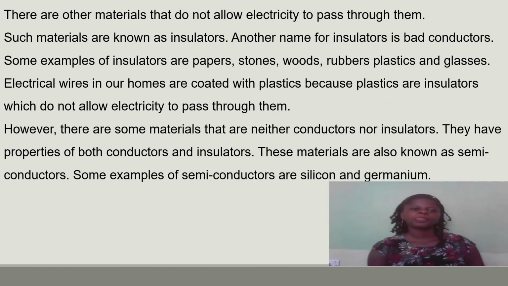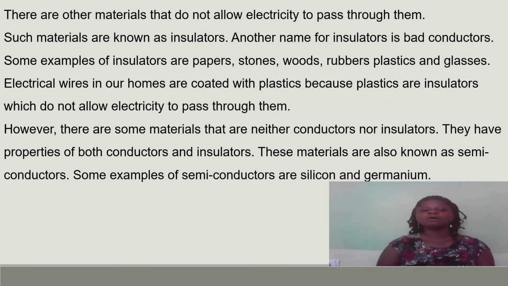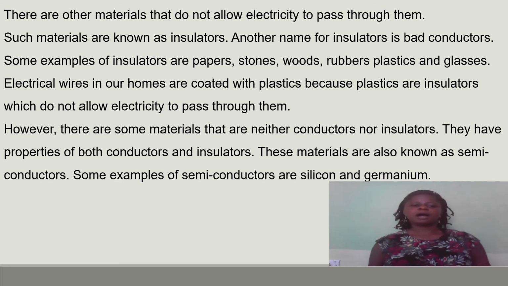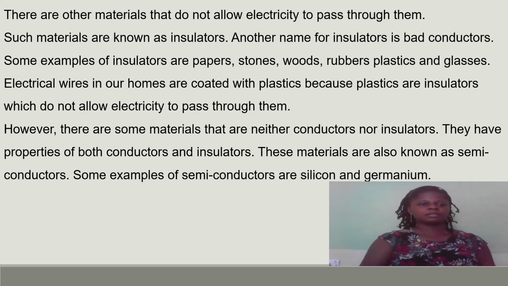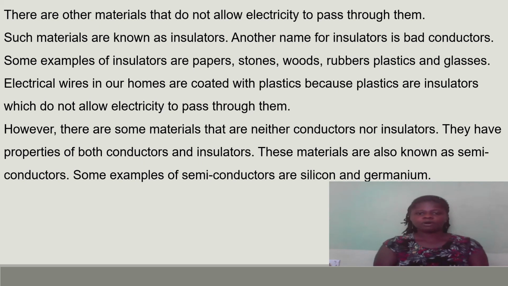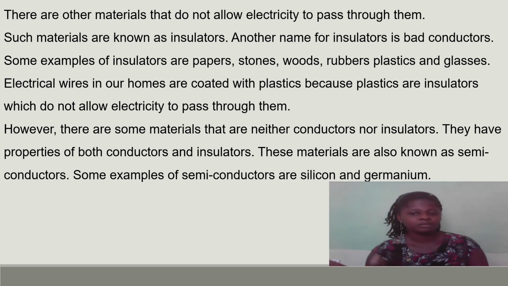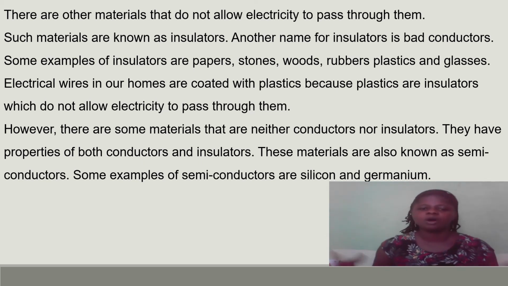Now those materials that do not allow current to pass through them are called insulators. Another name for insulators is bad conductors. Examples of such insulators are paper, stones, wood, rubber, plastics, or glass. Electrical wires in our homes are coated with plastic because plastics are insulators. They don't allow current to flow through them. In that sense, we are not going to get electrocuted by the wires in our homes.